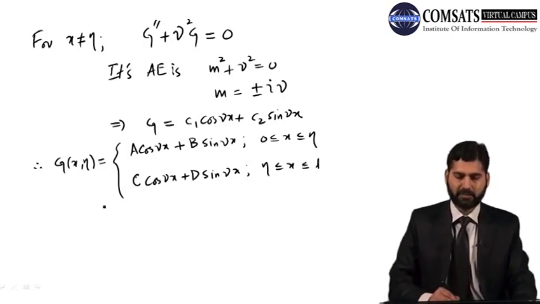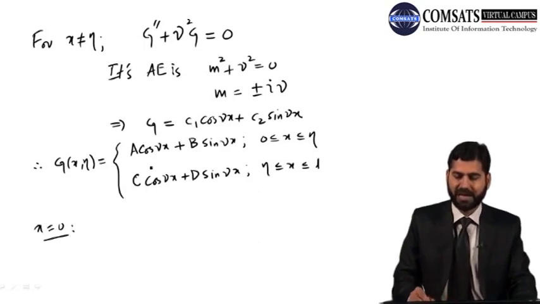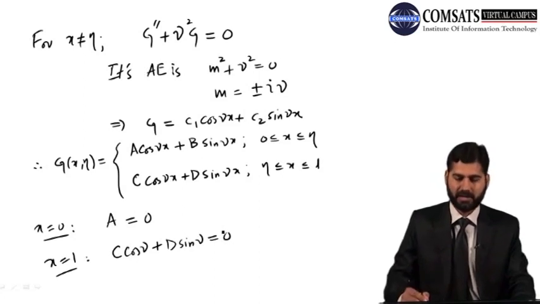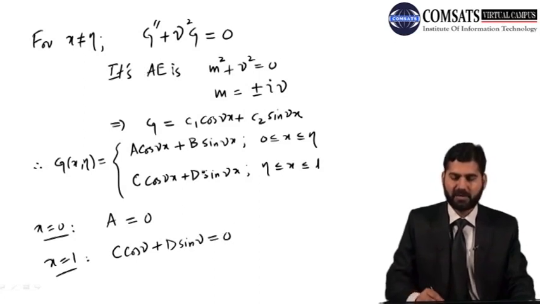So now boundary conditions. At x is equal to 0, you have on the left hand side this one. So a cosine 0 is 1 plus b sine 0 is 0. So a will give you 0. At x is equal to 1, you have this one. So c cos 0 is 1 and d sine 0 is 0. Not 0. It will become c cosine nu plus d sine nu. This thing should be equal to 0. All right. So from here, cos 0 is 1, sine 0 is 0. So a is equal to 0.